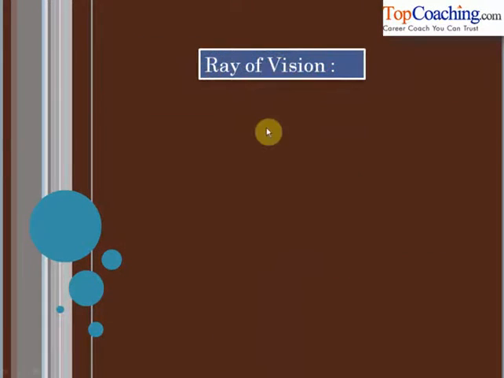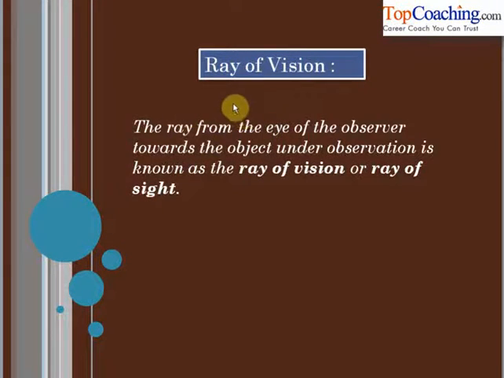The next is ray of vision. So ray of vision is the ray from the eye of the observer towards the object under observation is known as ray of vision or ray of sight. It is also known as line of vision or line of sight. So any ray from the eye of the observer to the object under observation is known as ray of vision.